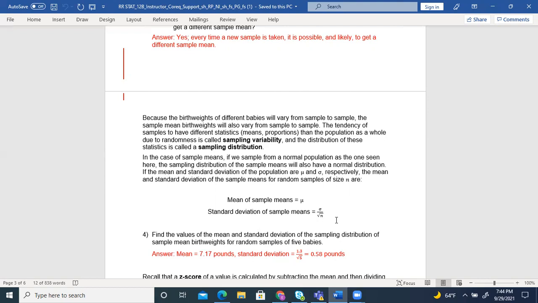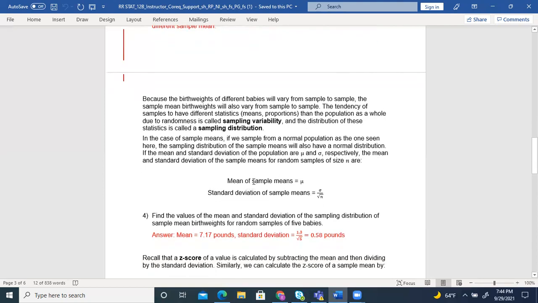Also, the mean and the standard deviation for the population are mu and sigma respectively. So what is the mean and the standard deviation of sample means? Anytime we are having sample means, the central limit theorem says the mean of sample means must equal the population mean.